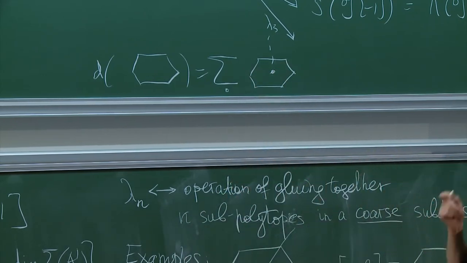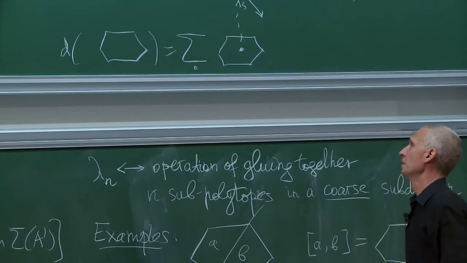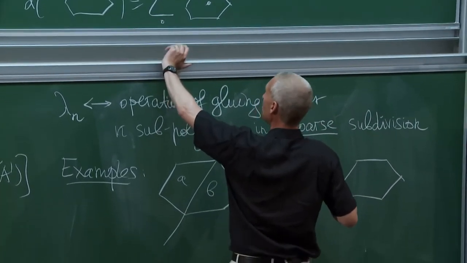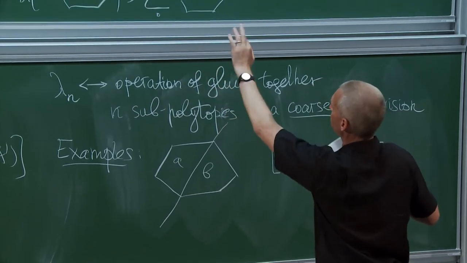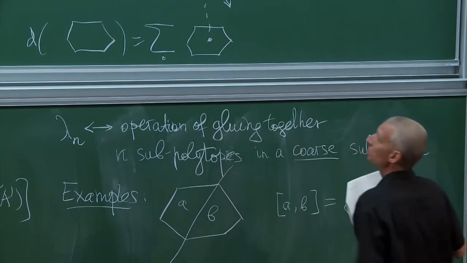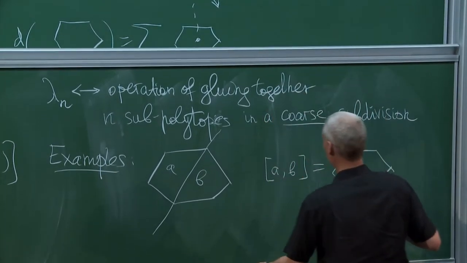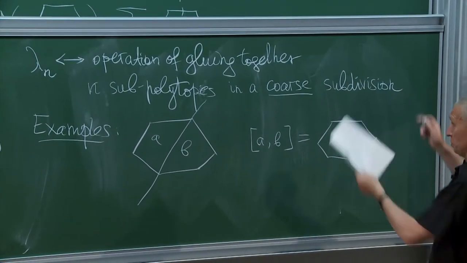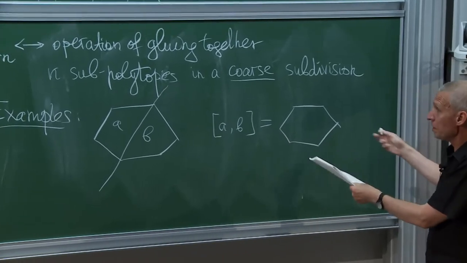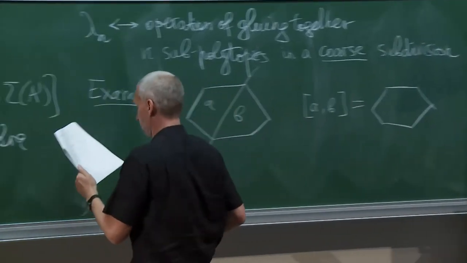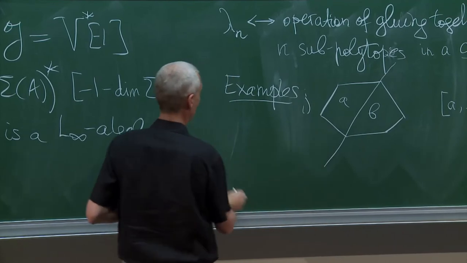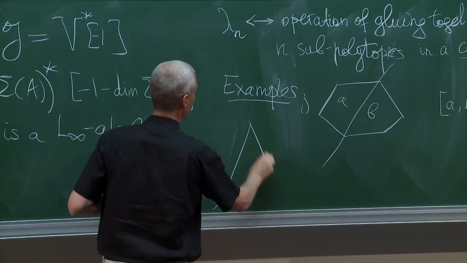Yes, a priori, there will be a differential here. Again, if we restrict to geometric faces where this freedom is removed, then the differential will be zero. But this is by no means the only operation. So for instance, it will be example number one. Example number two, if you subdivide something like this.